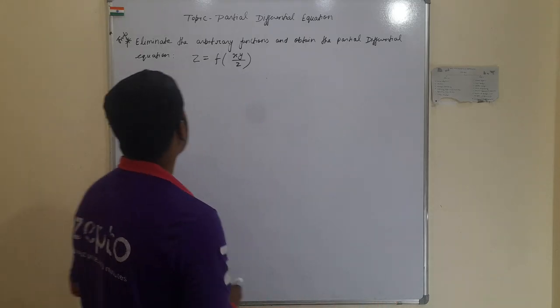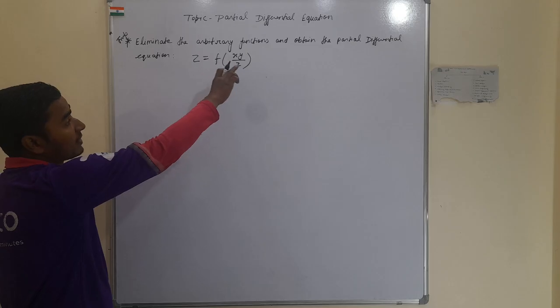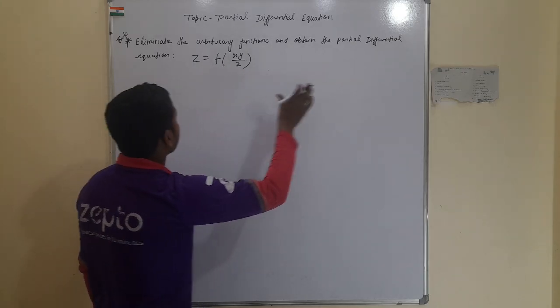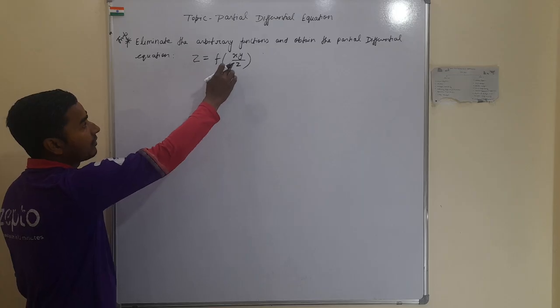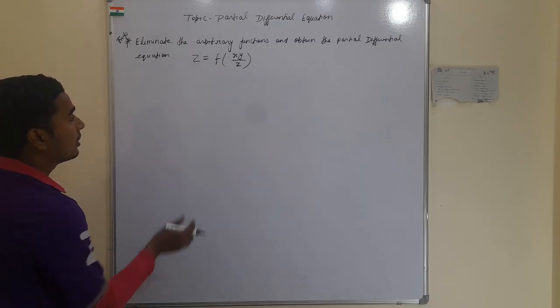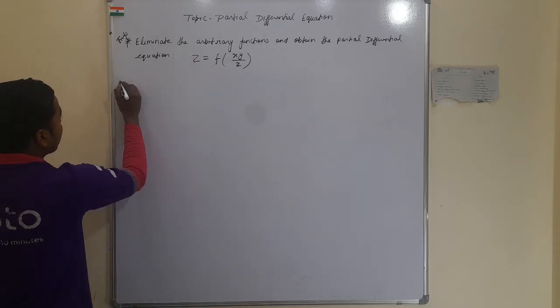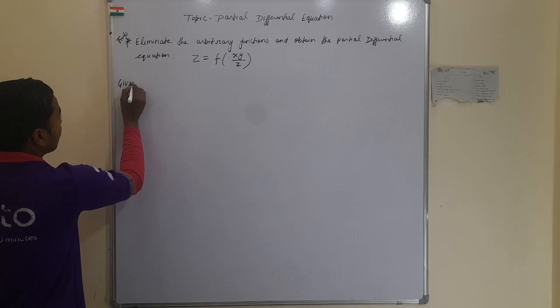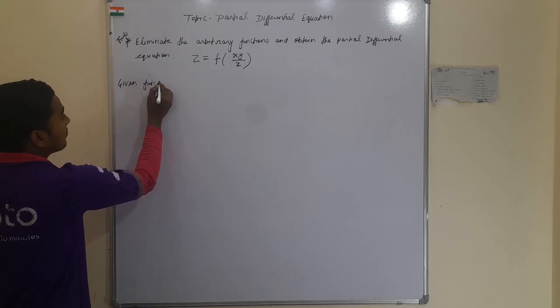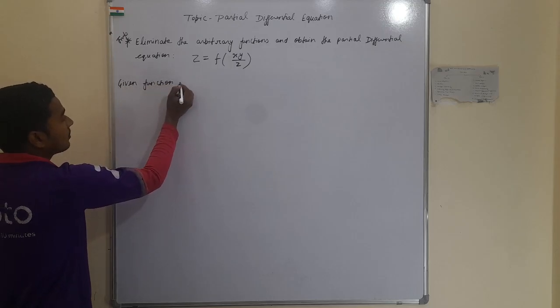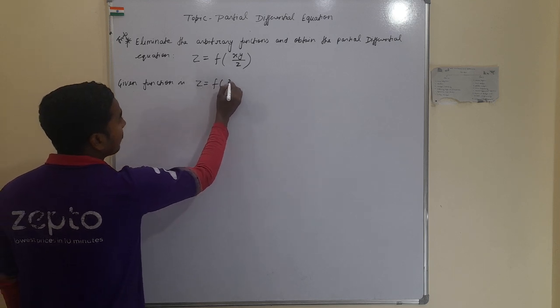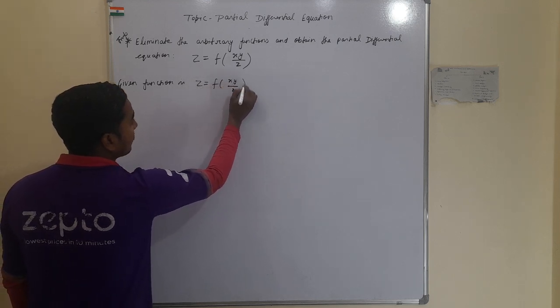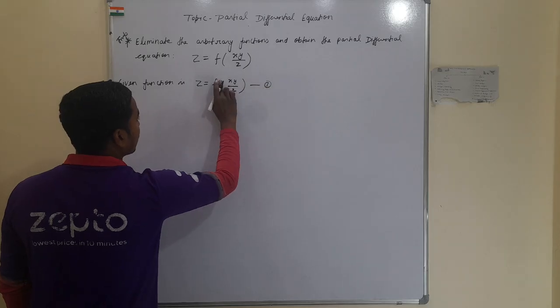The question is given here: eliminate the arbitrary function and obtain the partial differential equation, where the function is z is equal to f of xy upon z. Here, the function is given. Given function is z is equal to f of xy upon z. Let this be equation 1.